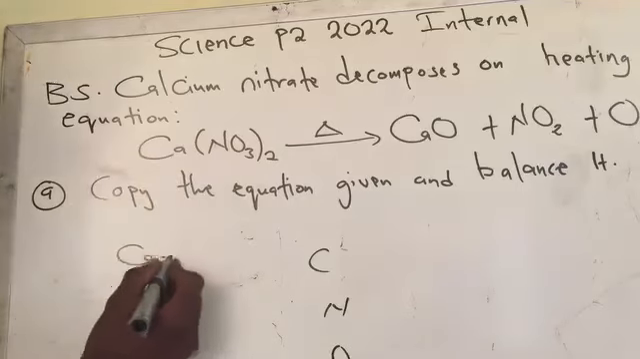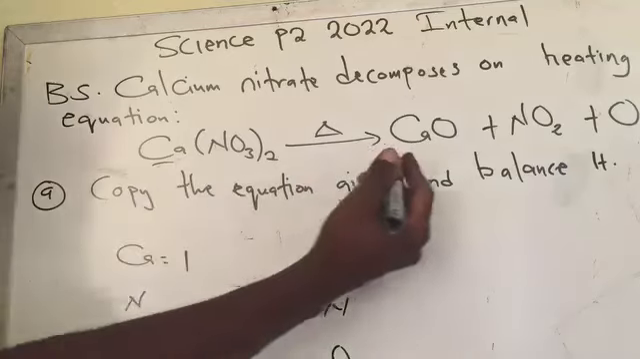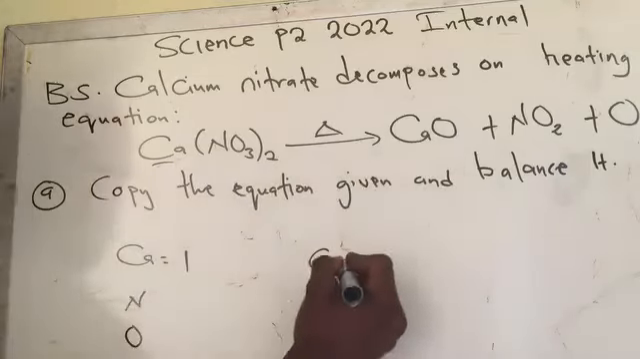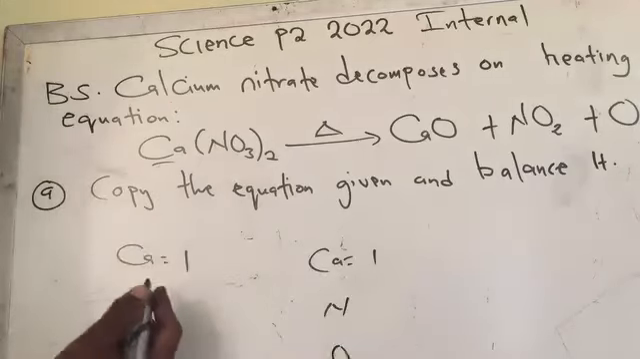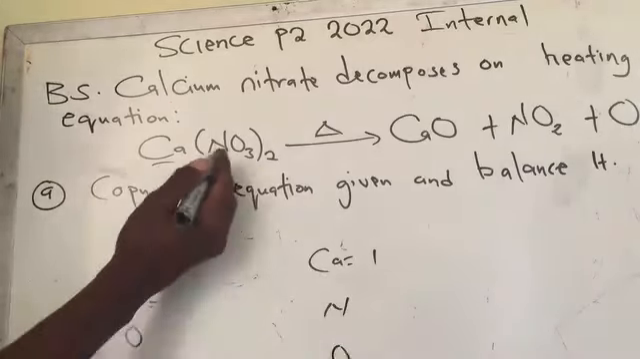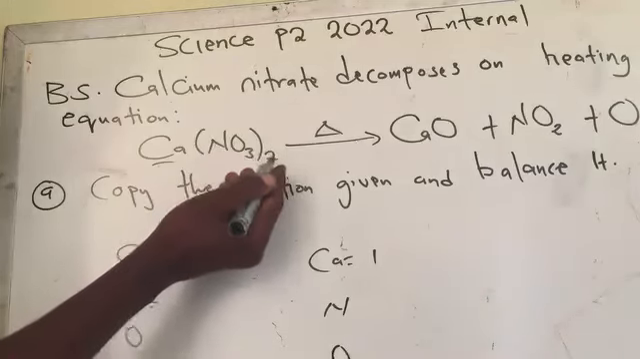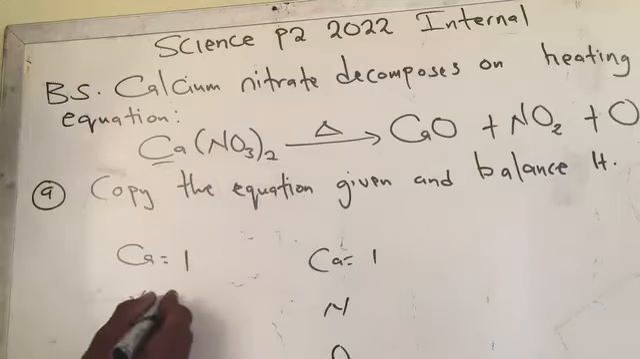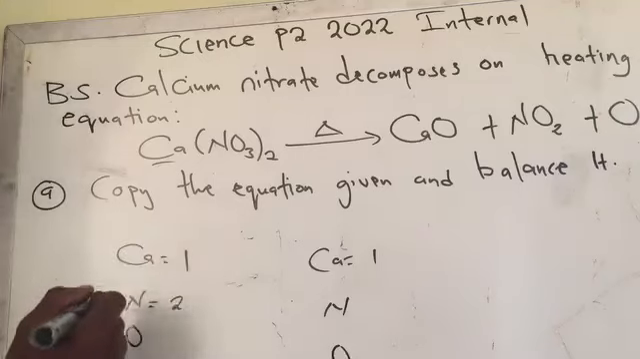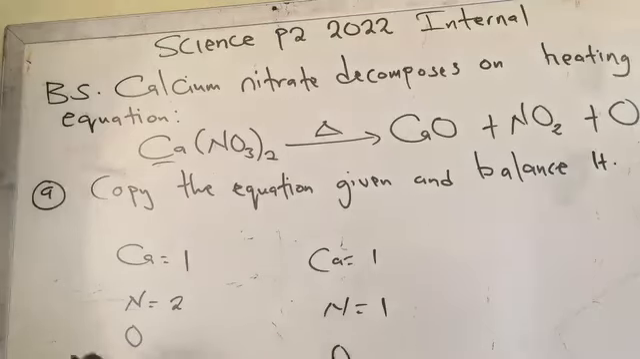If you counter check, you find that you have 1 calcium here, and here you also have 1 calcium. So we can say calcium is balanced. We go to the next atom, which is nitrogen. Nitrogen is in brackets, and there's a number outside the bracket, and this number multiplies everything inside, which shows that you have 2 nitrogen atoms. On the right hand side, you only have 1, so we can see that the nitrogen atoms are not balanced.